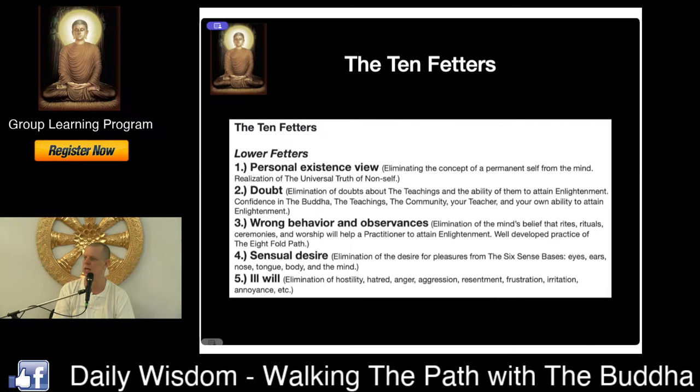And that's usually happening as you move into the jhanas, those four preliminary phases before the mind gets to the first stage of enlightenment. That's usually where it happens. But I've had some people that experience the elimination of doubt even before then.